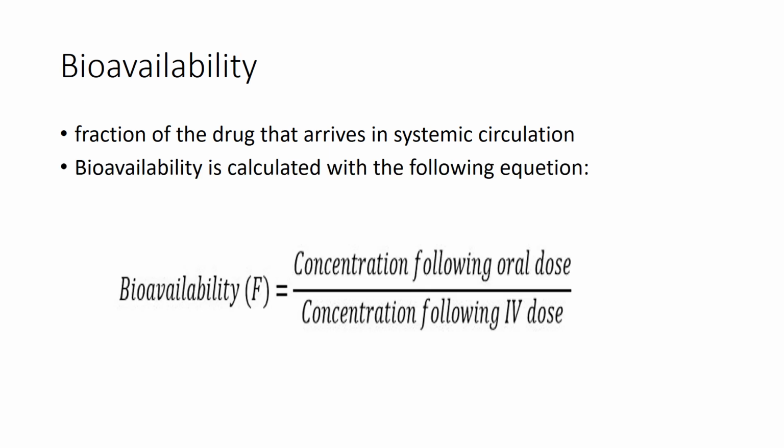F is the symbol for bioavailability, and it is usually presented as a percentage of the dose. For example, a bioavailability of 80% means 80% of the administered dose reaches the systemic circulation. This equation describes the fraction of what ends up in the systemic circulation as compared to some sort of maximal possible systemic circulation.